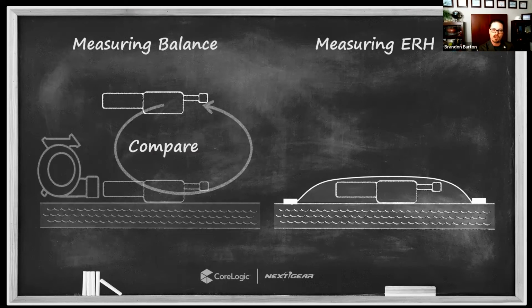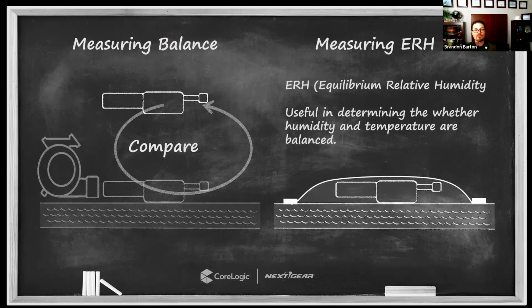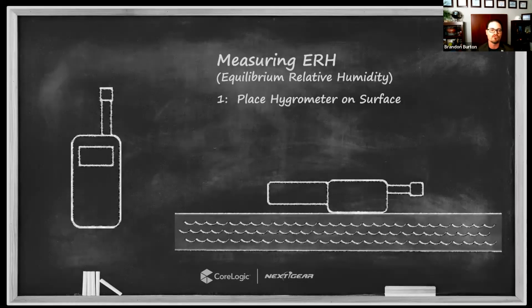And instead of comparing our temperatures and humidities during the drying process, we're going to contain the hygrometer to the surface. With that containment, we can then allow that air to acclimate to the surface and understand what's happening with humidity and temperature in the environment. So let's dig into that a little bit deeper. We discussed this measurement a bit in episode 2.